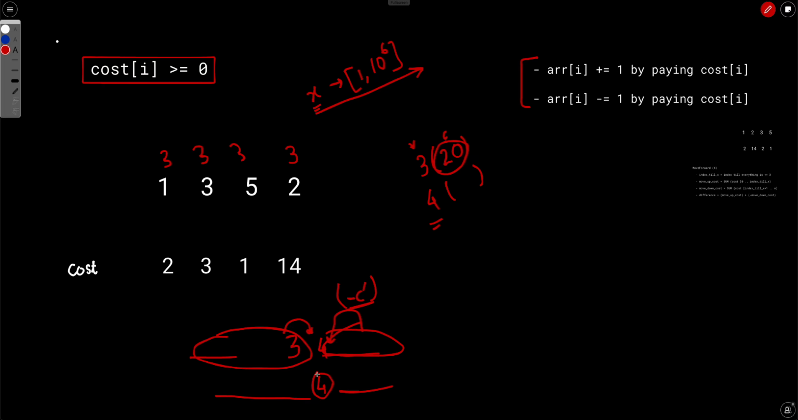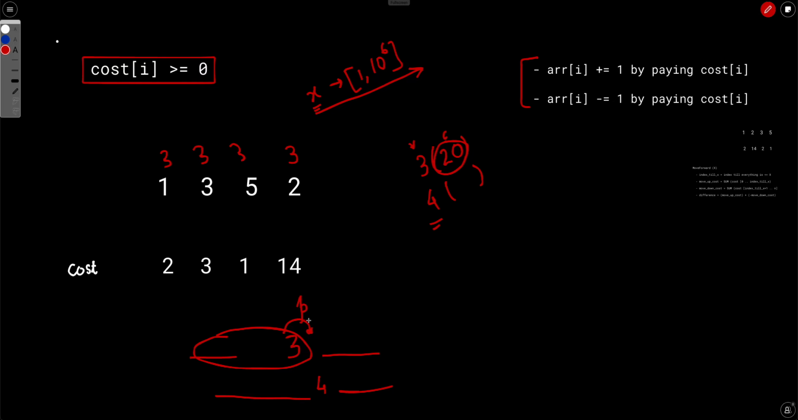Okay, so what exactly are we getting at? Basically, for everything up till 3, we will add the cost of each of these values once. Okay, so let's say the cost of each of these values is p.